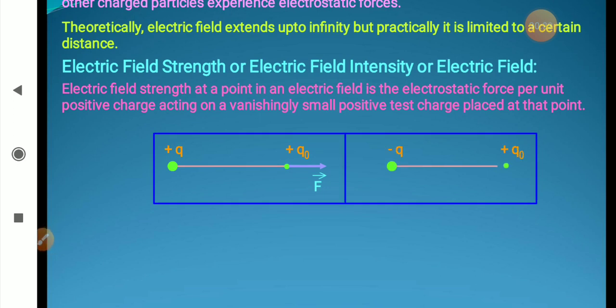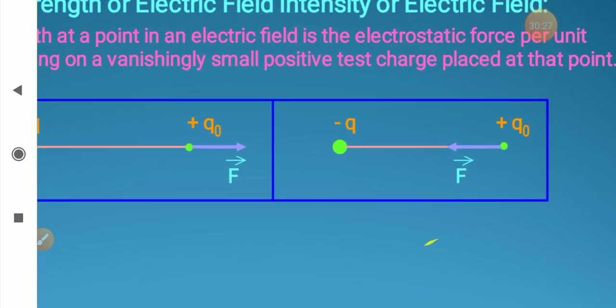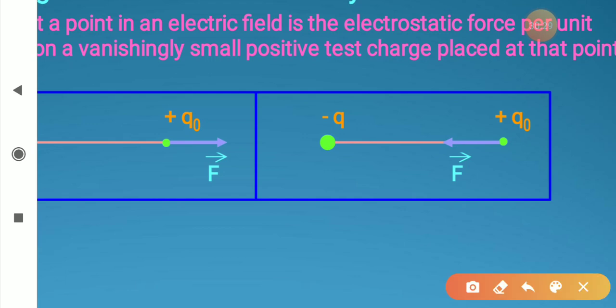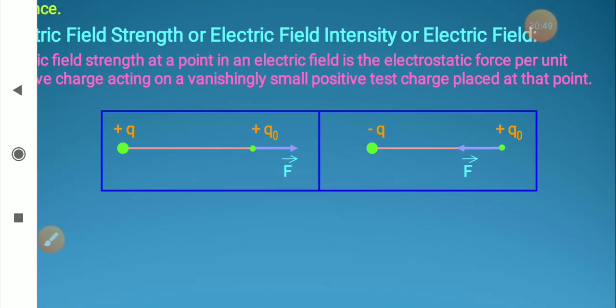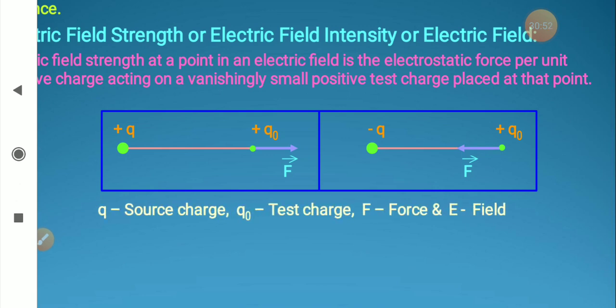For a negative charge, it is going to be just the opposite. See, this is a negative charge. It will attract the test charge towards it. So force is towards it and electric field is along the direction of the force. So electric field is also towards the negative charge. So the direction of electric field is very clear. It is directed away from a positive charge and directed towards a negative charge.